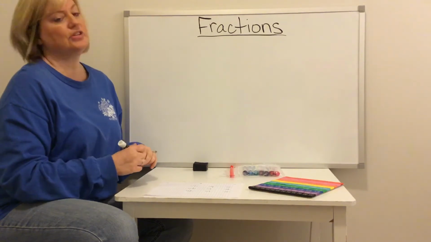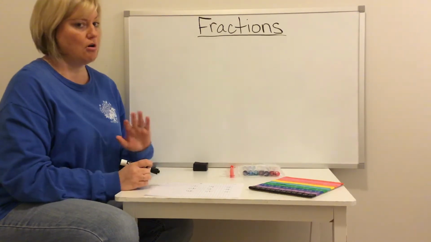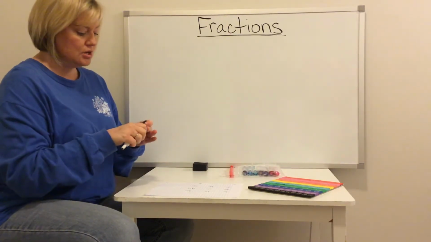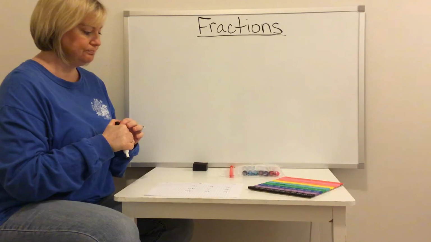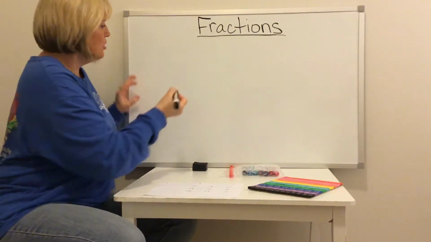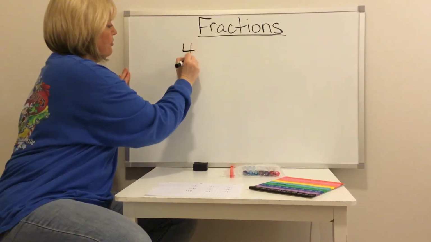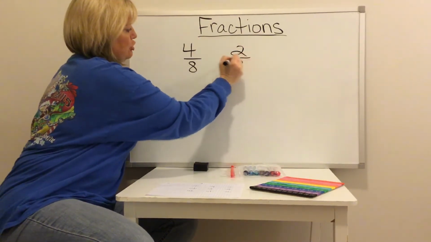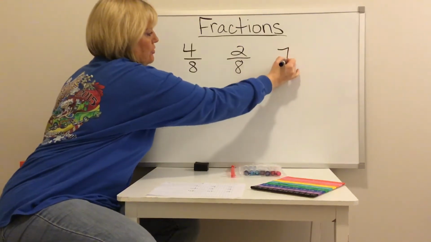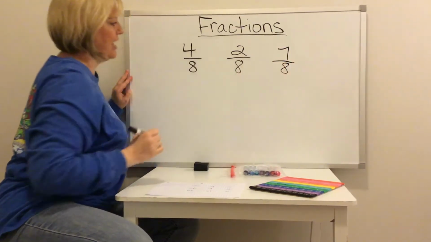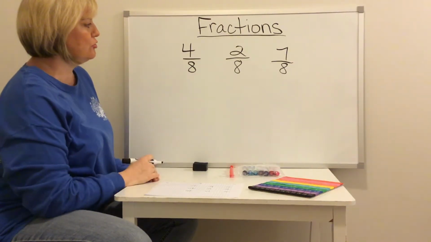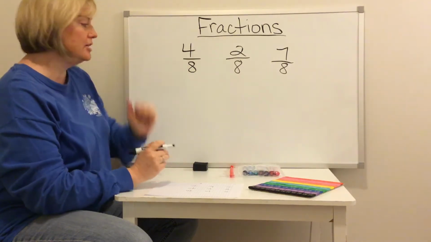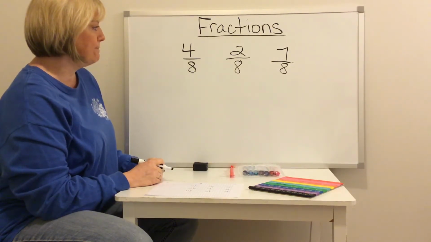We're going to start out with a set of fractions whose denominators are all the same. Okay? Remember, denominator is your number at the bottom. All right? The one that's down. So, if we have 4/8, 2/8, and 7/8, and we wanted to order those fractions from least to greatest, smallest to biggest, okay?